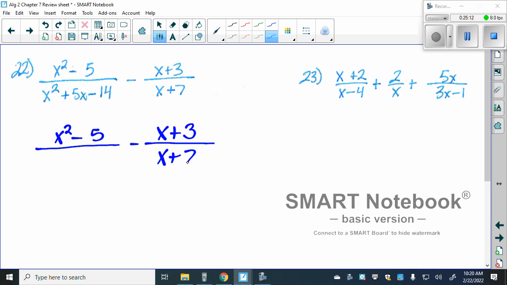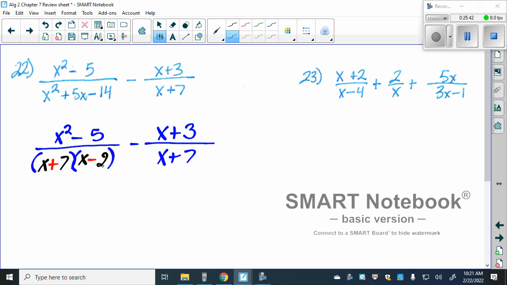Now the x squared plus 5x minus 14, if we factor it, we know the signs are going to be opposite, positive and negative. Factors of x squared are x and x. And the factors of 14 are 1 and 14, or 2 and 7. 2 and 7, 7's positive and the 2 is negative.